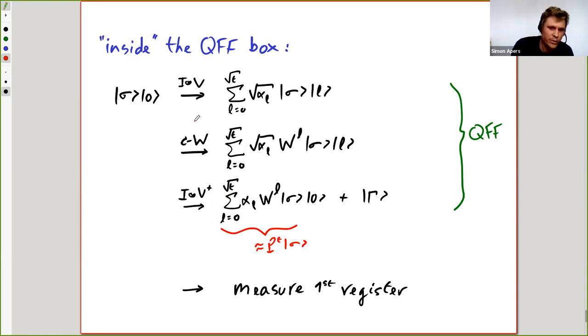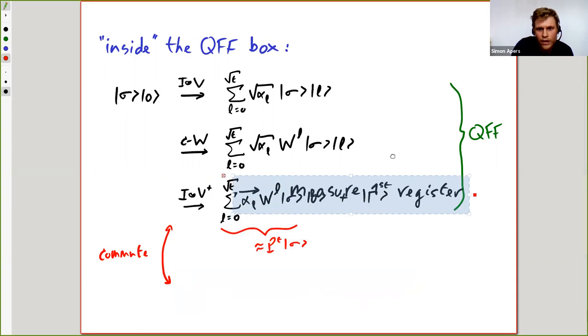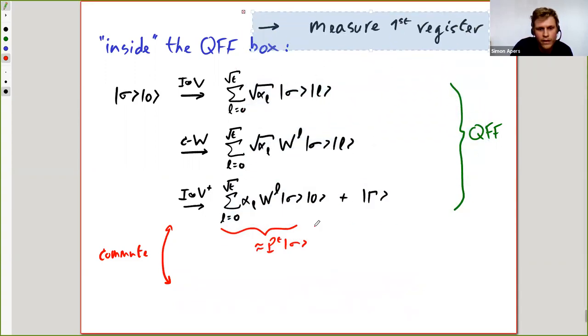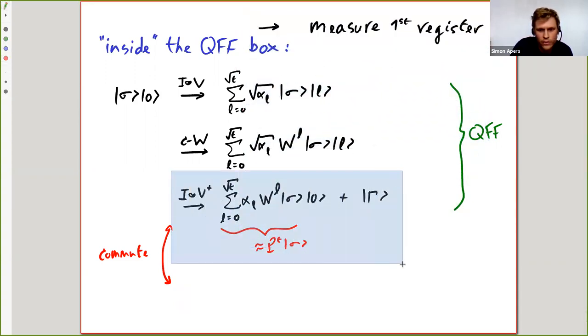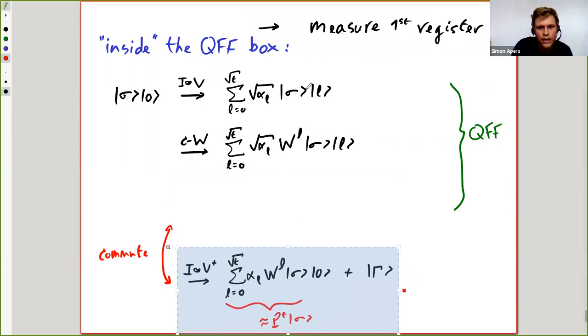But now we want to get rid of this sort of machinery. What we note first is that if you look carefully, this operator here only works on the second register, right? And here we only measure the first register. So these things commute. So what we can do instead is move that here for a second. We can commute these two, right? We can put this one at the end and do a measurement before.